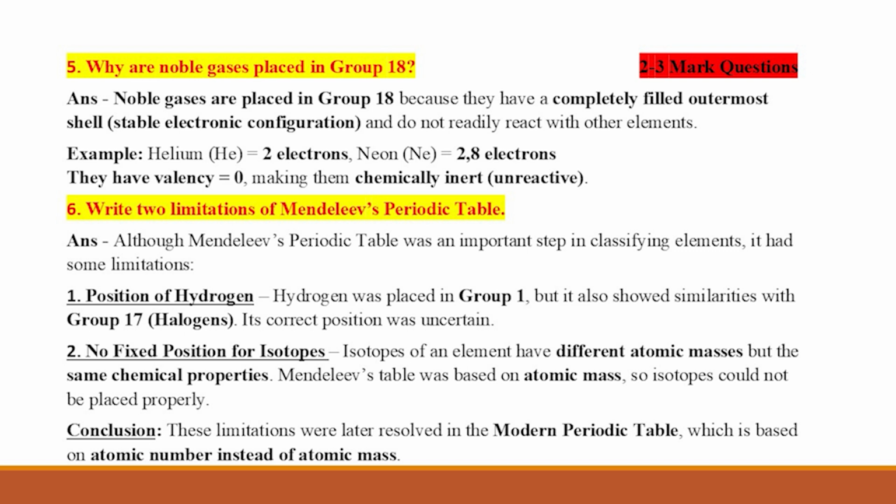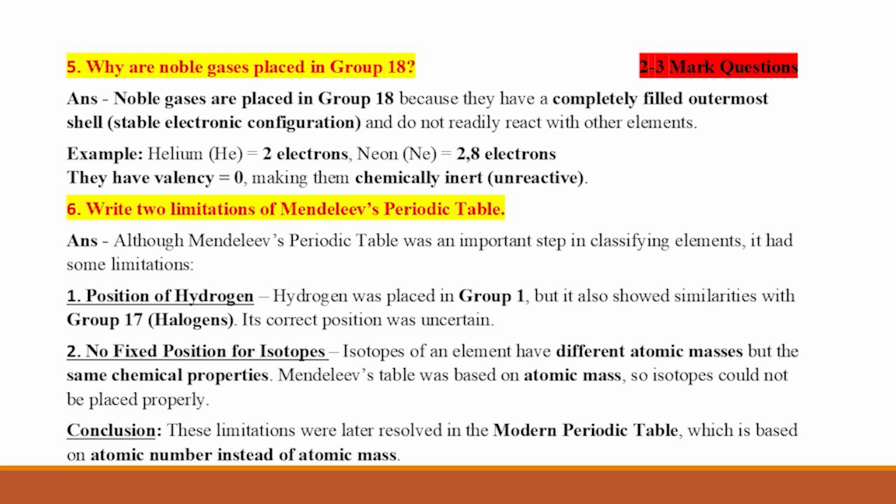6. Write two limitations of Mendeleev's periodic table. Answer. Although Mendeleev's periodic table was an important step in classifying elements, it had some limitations. 1. Position of hydrogen: it was placed in group 1, but it also showed similarities with group 17, the halogens. Its correct position was uncertain.